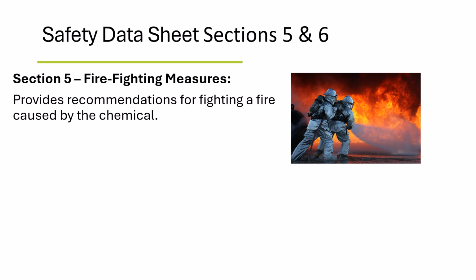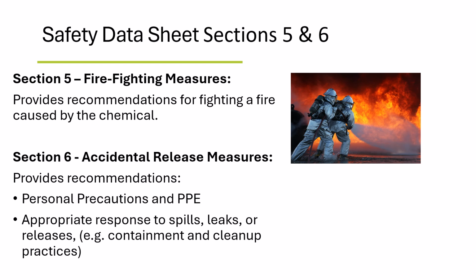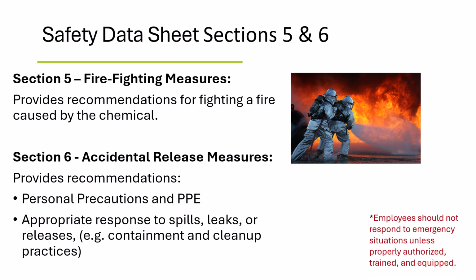Sections 5 and 6 both address response actions. Section 5 provides information regarding firefighting measures. This will include suitable and unsuitable extinguishing methods, specific hazards from the chemicals including combustion products, and protective equipment and precautions for firefighters. Section 6 provides information on the accidental release measures. This includes personal precautions, protective equipment, emergency procedures, and methods and materials for containment and cleanup. An important note for these sections is that employees shall not respond to these situations unless properly authorized, trained, and equipped, because injuries or death may occur to those not properly prepared.